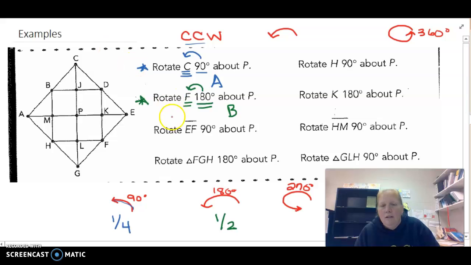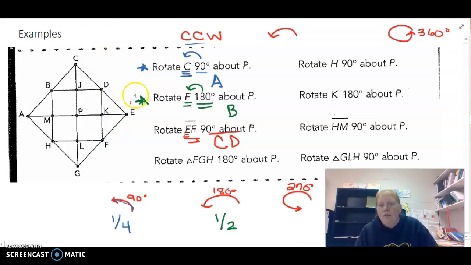And let's look here at EF. So now I'm going to go to a segment. So EF is right here. Now when I do this, I want to look at each one of these points individually. So if I start with E, if I rotate E 90 degrees, I would get to C. And if I rotate F 90 degrees, I would get to D. So I would have segment CD.